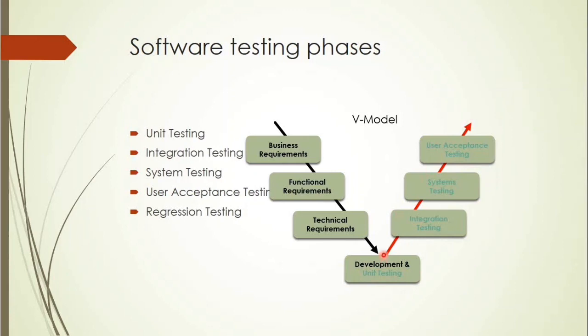This is a model which is very useful to ensure that all project phases are correlated with all types of testing phases. As you can see, we have the business requirements, then the functional requirements, technical requirements, and the development and the unit testing. And on the right hand side, we have the unit testing, integration testing, system testing, and the user acceptance testing. So at one end, we have the project phases, and at the other end, we have the testing phases. So this is the V model.